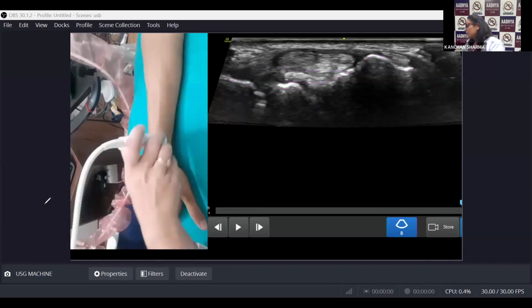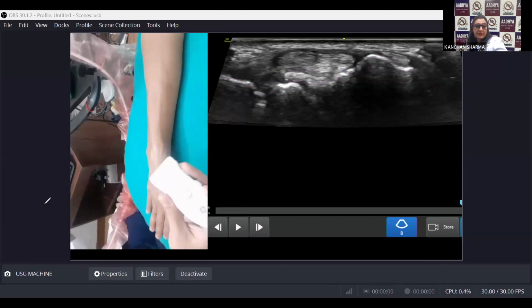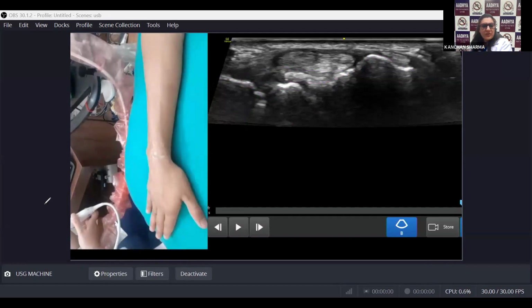Okay. So now we will be going to the radial. Before that, here itself, I will show you something else. But this I think Chinmoyda has shown you. So he has shown you the scapholunate ligament.